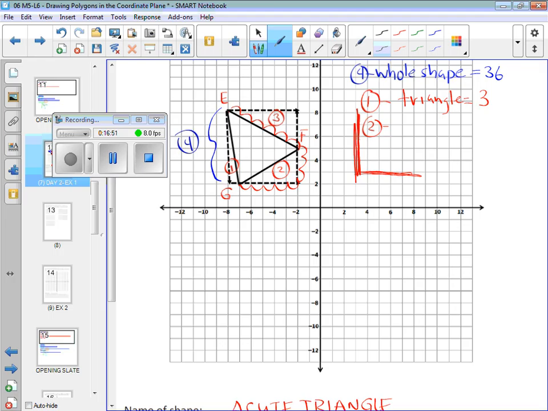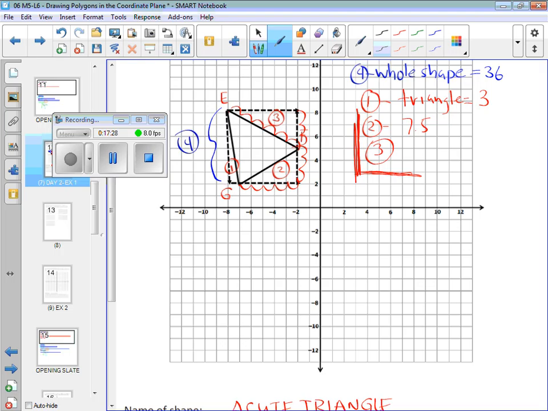Alright, ready? Base of triangle 3. I agree, 6. Remember, the base could be upside down. What's my height? 6 times 3. Split it in half. You got 9. Now what?